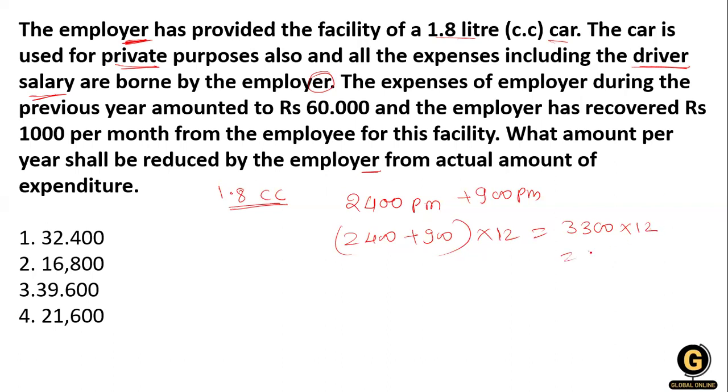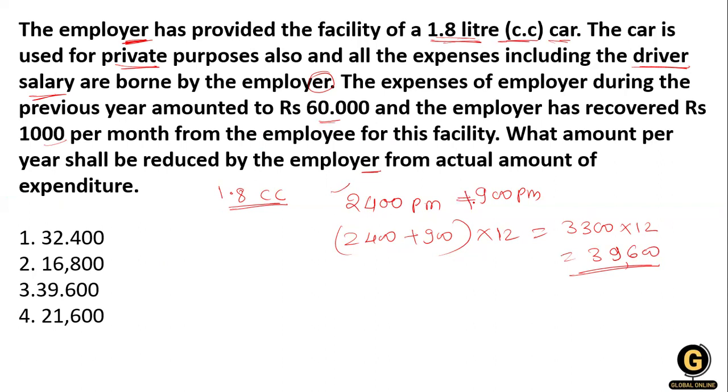So the answer is 39,600. There is no need to calculate this amount. There is a pro forma already given. According to this question, for the 1.8 liter cc car, the amount provided per month is 2,400 plus 9,000 for the driver.